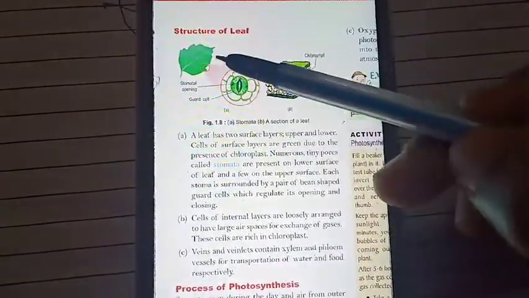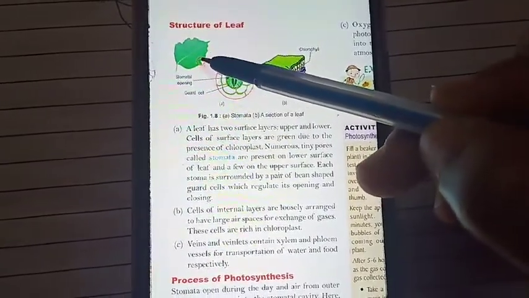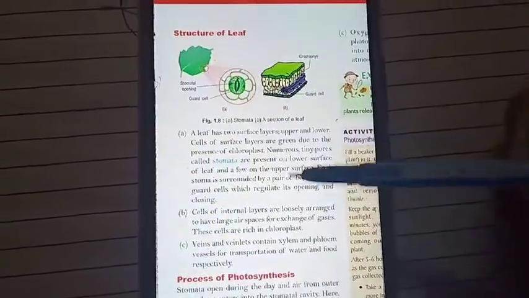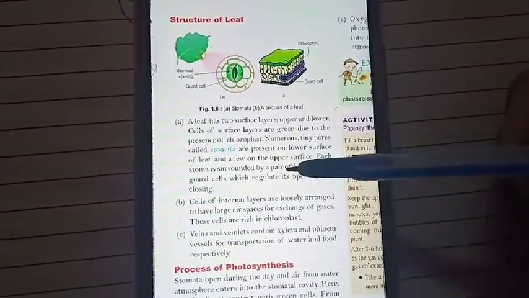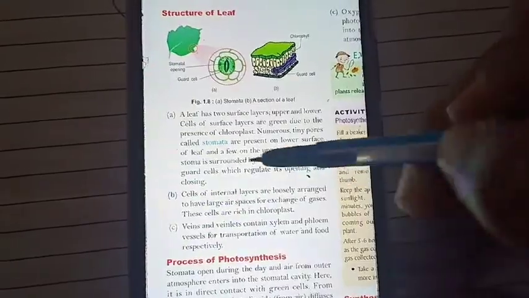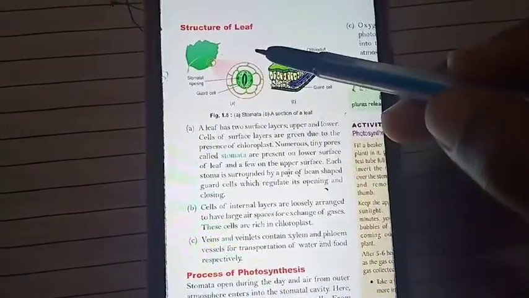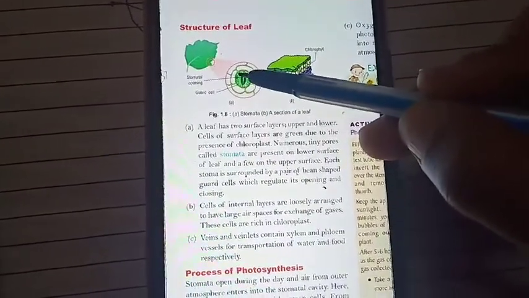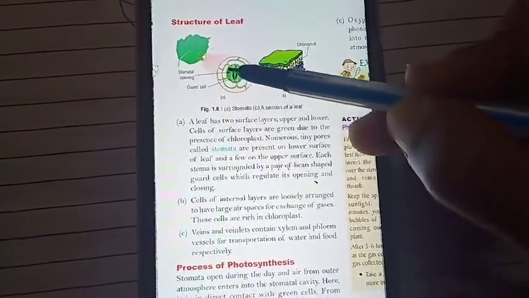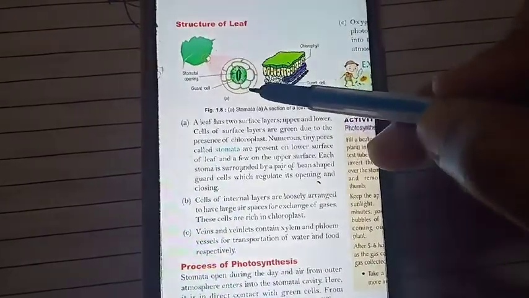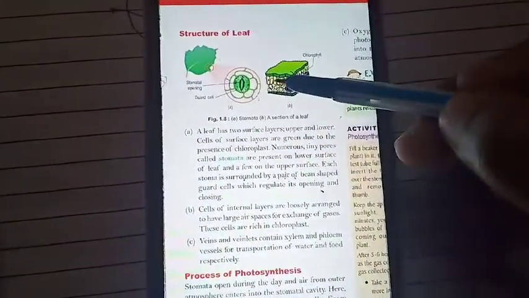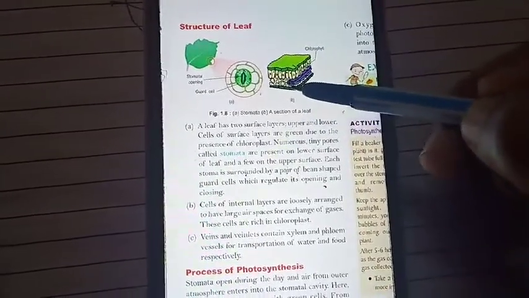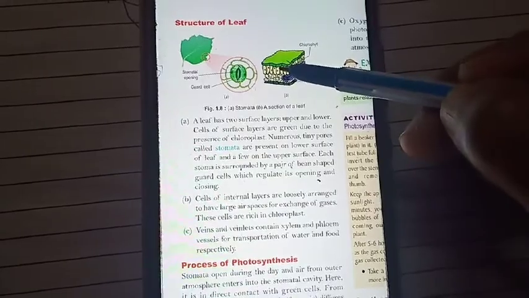Numerous tiny pores are on the leaf surface; see, these numerous tiny pores are called stomata, and each leaf has an upper surface and a lower surface. Each stomata is surrounded by bean-shaped cells. This hole is the stomata, this is the stomatal opening, and this is the guard cell. These are two guard cells that surround the stomata, and these are the cells of the internal layer, between the upper layer and the lower layer.